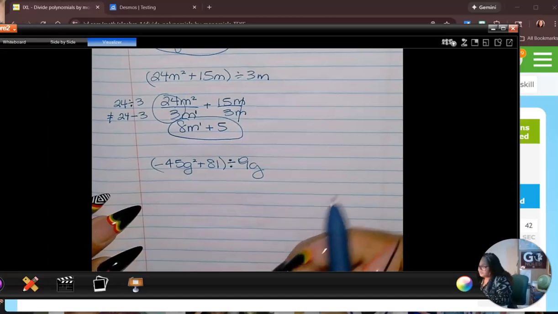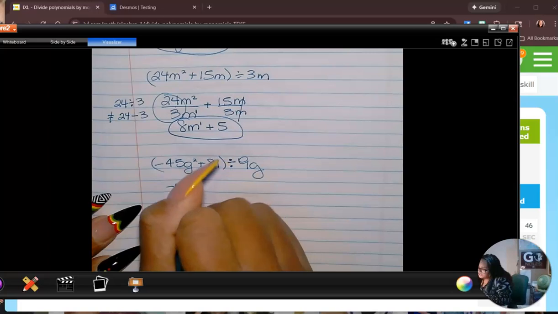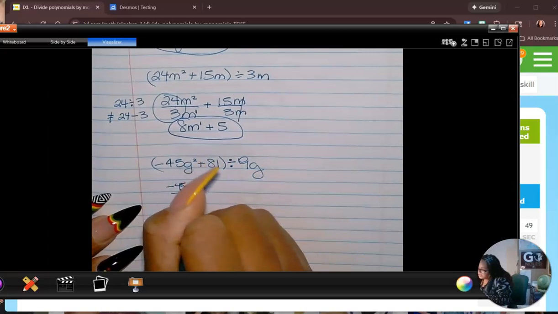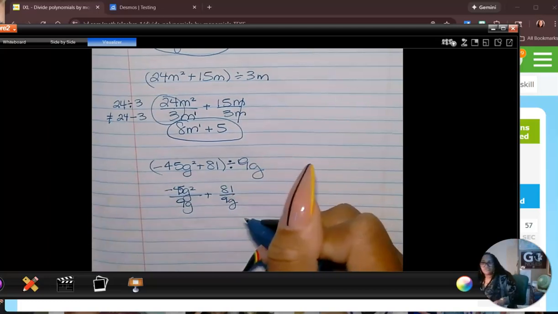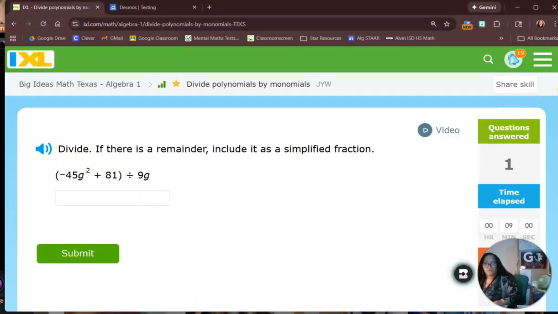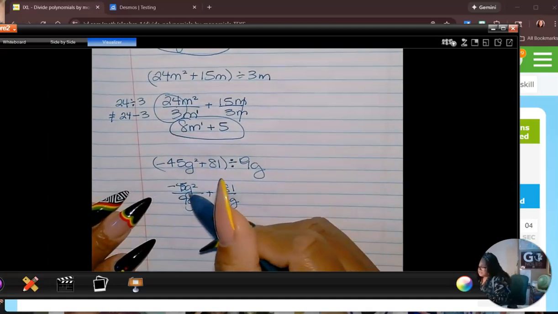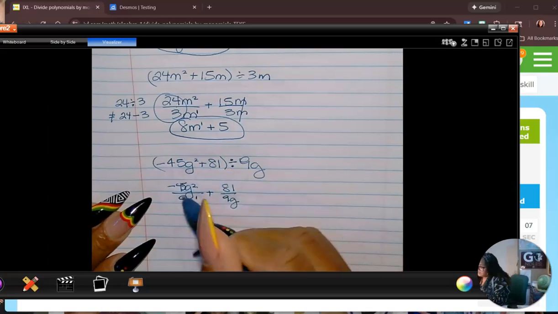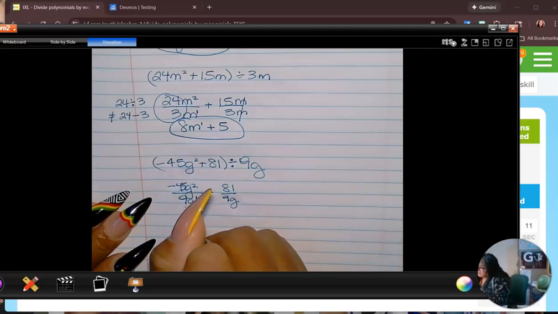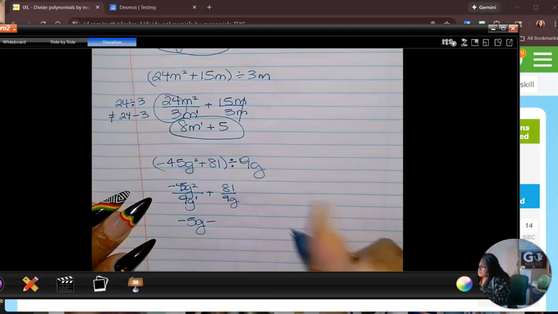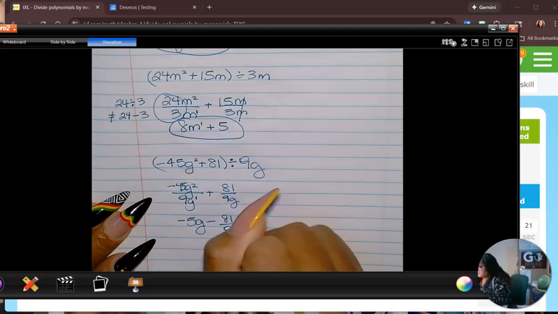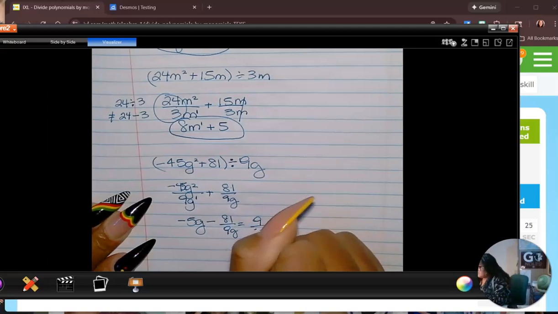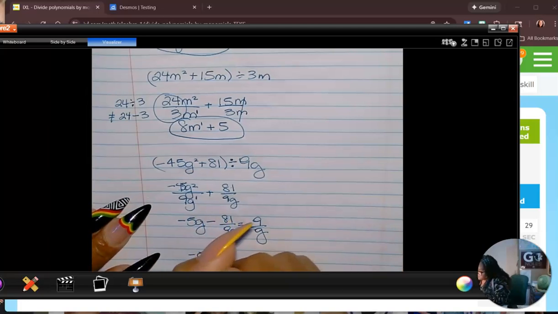The last one that I'm going to do here for this IXL lesson is negative 45g squared. Oops, I put 4. All divided by 9g plus 81 divided by 9g. Was there a g with that 81? Nope. Okay. So this will be g squared minus g to the first power, and this is negative 45 divided by 9, which is negative 5g, and then I subtract 81 divided by 9g, and I leave it as a fraction. 81 over 9g becomes 9 divided by g. So then this is negative 5g minus 9 divided by g.